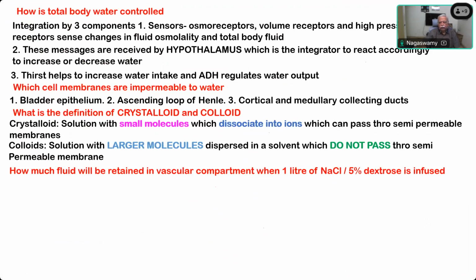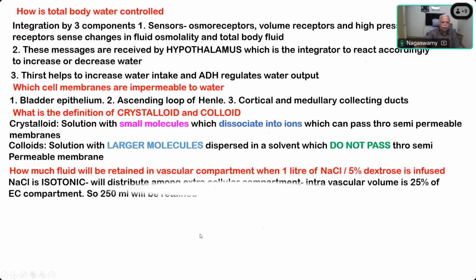This was one of the FRCA questions asked in the fellowship examination in UK. You must tell me in exact milliliters: out of 1000 ml of sodium chloride, how many milliliters will be retained inside the vascular compartment? And out of 1000 ml of 5% dextrose, how many ml will be retained after you complete the infusion of the whole fluid?